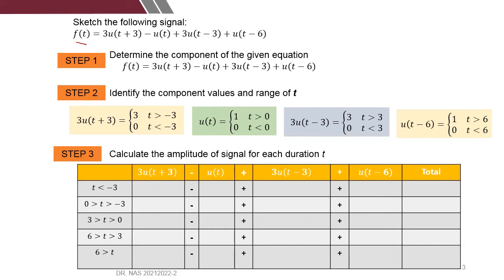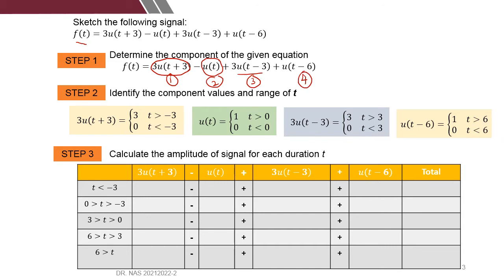So the first step, you need to determine the components of the given equation. The component means how you can break the signal into several small signals. So the first component here is 3u(t+3). This is the first one, and u(t) is the second component, and this one is the third component, and this is the fourth one.